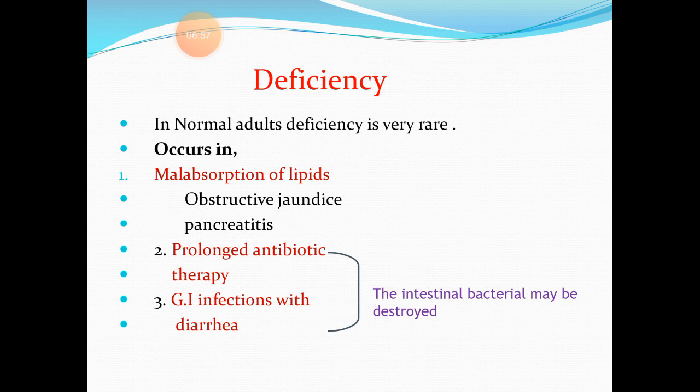This may lead to the intestinal bacteria not producing enough vitamin K. One of the major sources of vitamin K is intestinal bacteria. So if they are destroyed due to antibiotic therapy or due to infections, that also can lead to deficiency of vitamin K.